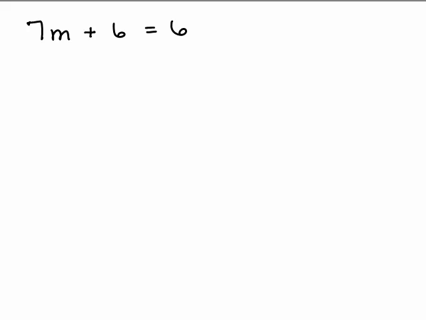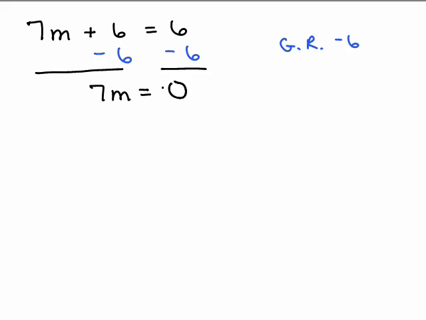Okay, here's another example. 7m plus 6 equals 6. So we want to isolate the variable part, which is the 7m. So we want to get rid of this plus 6 on that side. The trick is to subtract 6 from both sides. So I'm using the golden rule of subtracting 6 from both sides. So this gives me 7m plus 0, which could be written as 7m, and 6 minus 6 is simply 0.